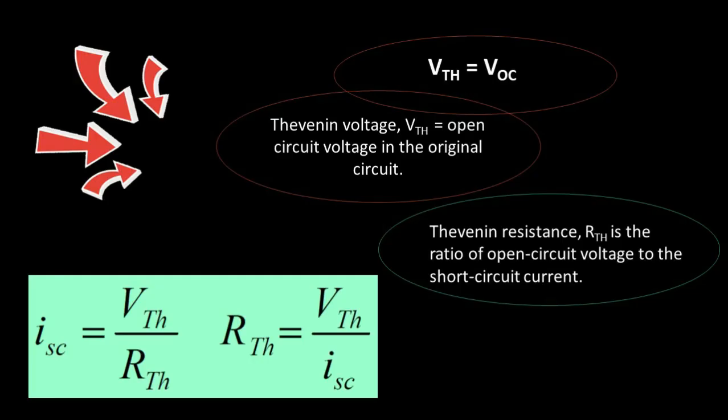Before we proceed to the computation of Thevenin resistance and Thevenin voltage, we need to know that the Thevenin voltage is the same as the open circuit voltage in the original circuit, or V Thevenin is equal to VOC, while Thevenin resistance, or R TH, is the ratio of the open circuit voltage to the short circuit current, as the formula given.